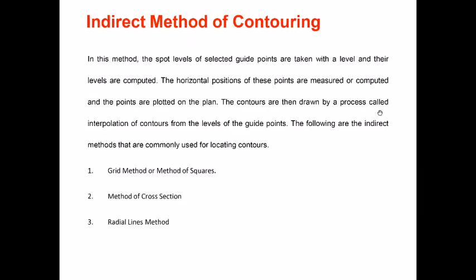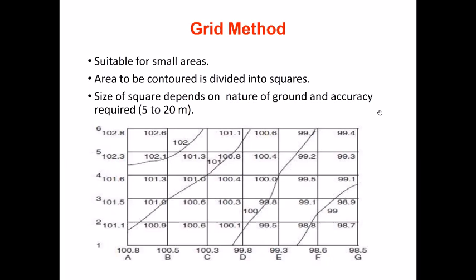But then we have the indirect method of contouring, in which you draw a grid, and then you try to find out reduced levels at the intersection points. Or you don't have to draw a grid. You can do it by the method of cross sections or by radial line methods, different methods. But the most common one is the grid method or the method of squares, where you find out levels at predetermined points, so points whose location is predetermined, and then by interpolation you can find out other reduced levels, so reduced levels for the specific contour that you want to draw.